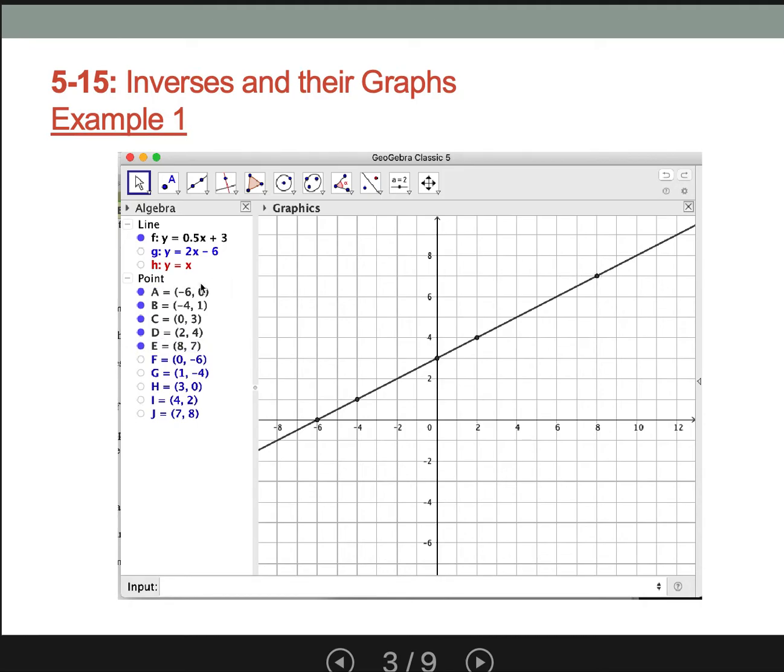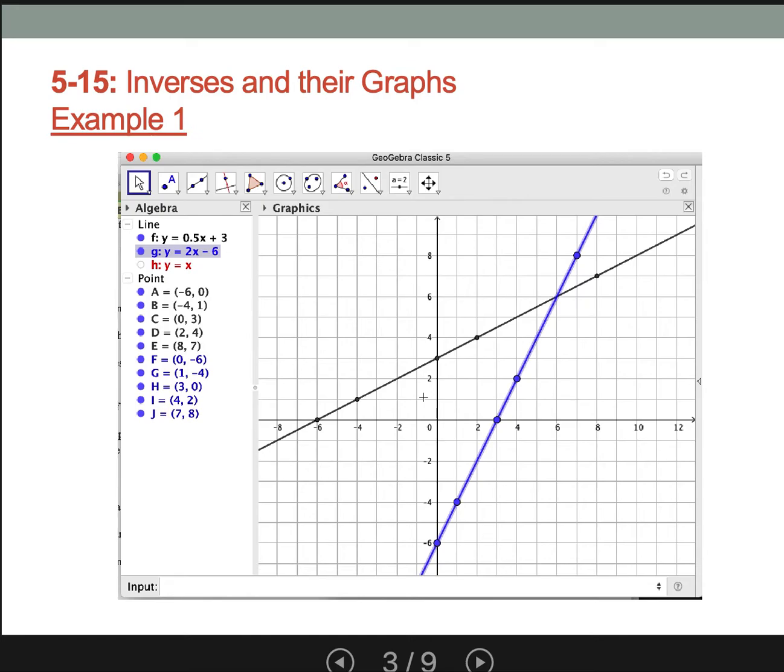What we're going to do is switch all these x and y values and plot those points. So here they are: -6, 0 is 0, -6, -4, 1 is 1, -4, and so on. So 7, 8 is the last one. We draw a line through these points, and that line is the equation y equals 2x minus 6.